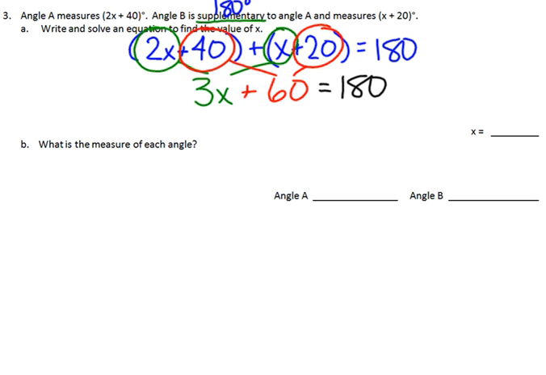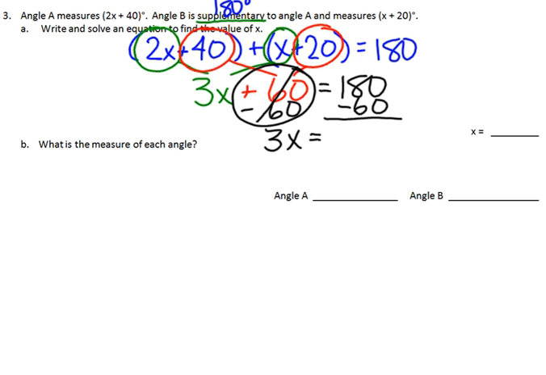The opposite of adding 60 is subtracting 60. So that's a 0 pair, and we're left with 3x equals 120. And then we're going to divide by 3 to get x equals 40. So we'll put x equals 40 on the line. Don't necessarily need units just yet because that's not an angle measurement yet. On part B, that's where we're going to use it to find the angle measurement.